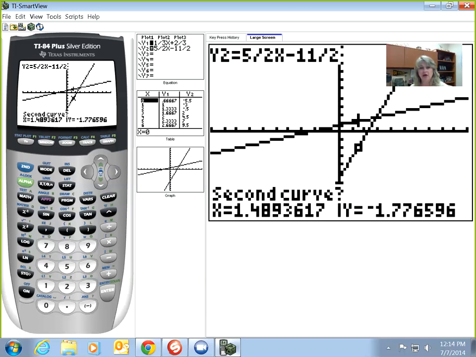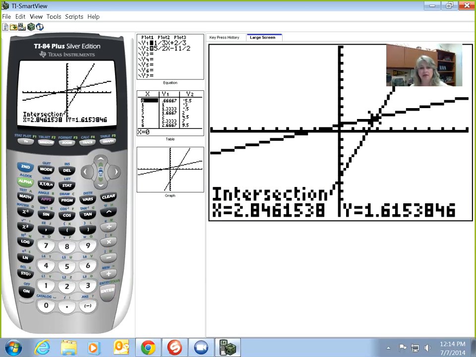Now all of a sudden my cursor has jumped to the second equation. It's still pretty close to the intersection point, so I press enter. And then I don't want to guess, I press enter one more time. So the point of intersection is at approximately 2.846 as my x. My y value is approximately 1.615. That's how easy it is to do. Let's practice one more.